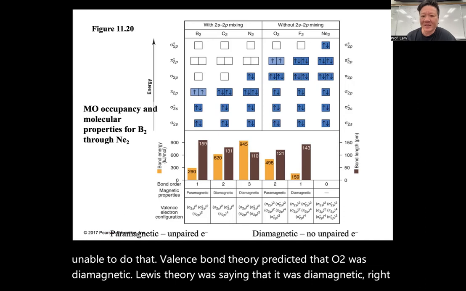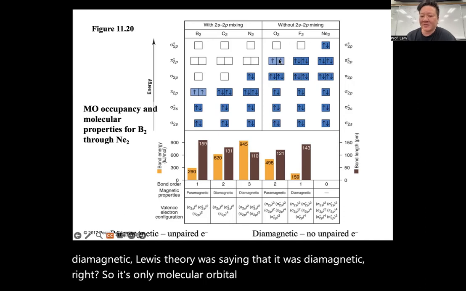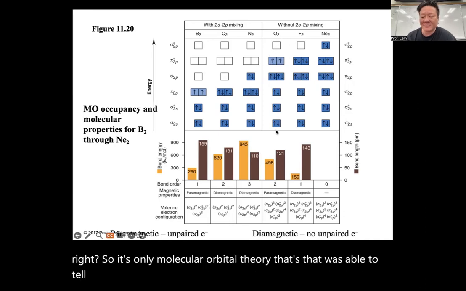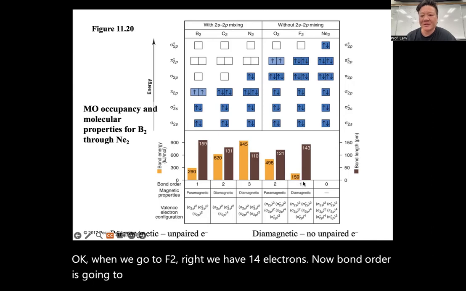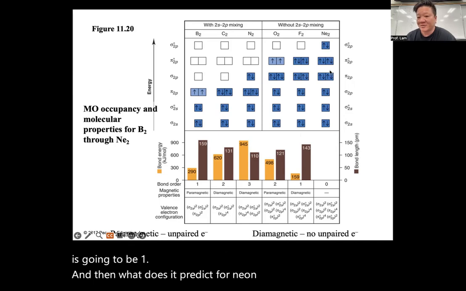So it's only molecular orbital theory that was able to tell us that O2 is paramagnetic. When we go to F2, we have 14 electrons now. Bond order is going to be 1. And then what does it predict for Ne2?